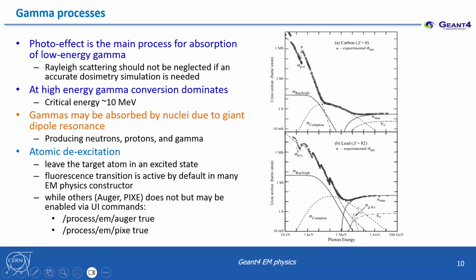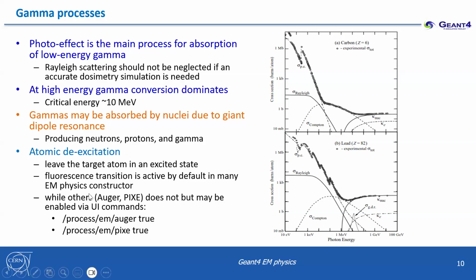I don't know whether my pointer can show you. It is the giant dipole resonance, where gamma may produce neutrons in this interaction. It is not seen in carbon at this scale of cross-section. It exists for carbon, but lower, and is well seen for lead. So physics is quite rich, and we may either take into account atomic de-excitation or disable it.